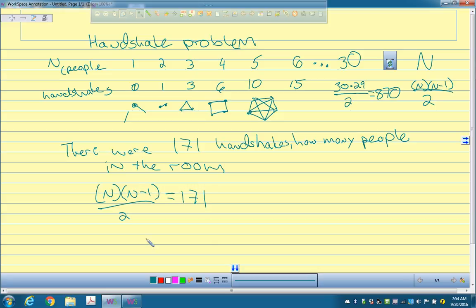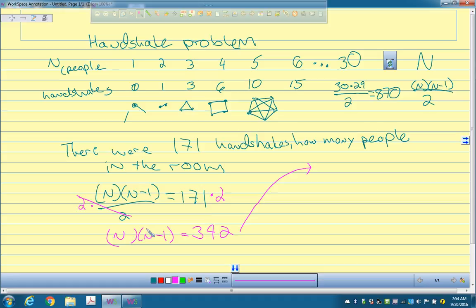Right, multiply both sides by 2. So if I multiply that side by 2 and that side by 2, I could cancel these out, and I get n times n minus 1 equals 2 times 171, which is 342. So now I could multiply this out and factor it and then set it equal to 0, but I don't really want to go there right now with the algebra. You just have to figure out 2 numbers, probably using guess and check, that are right next to each other that multiply to 342. Anyone tell me what those 2 numbers are?